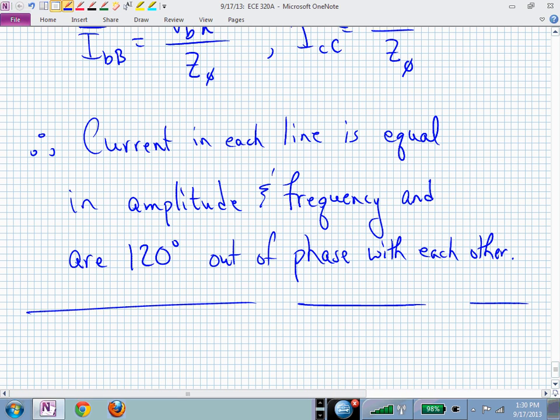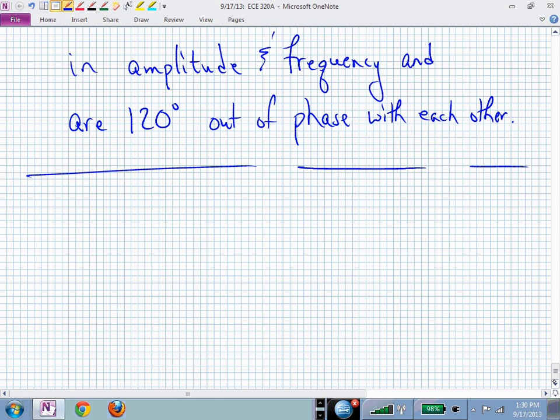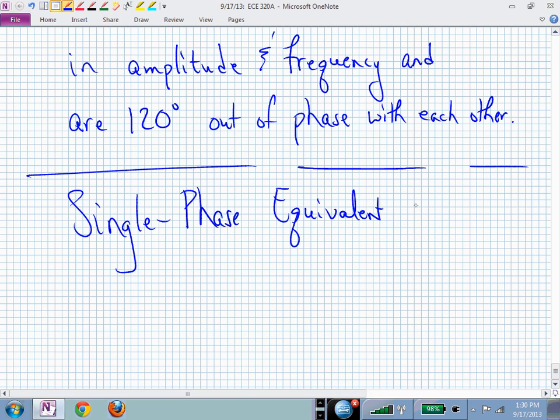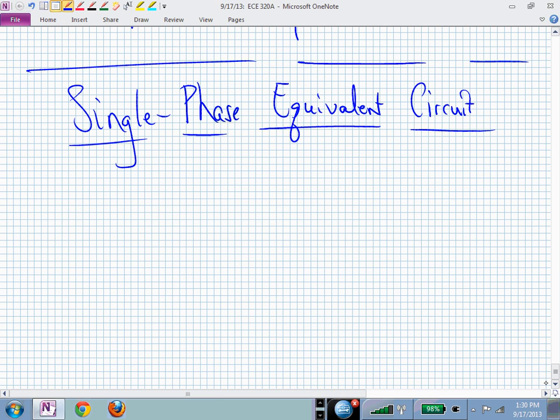If we have a balanced system, then we can essentially neglect two of the phases and just isolate on one in a YY configuration. That's what we want to look at now then. We want to look at this single phase equivalent circuit. And I think at this point you can now sketch it pretty quickly.